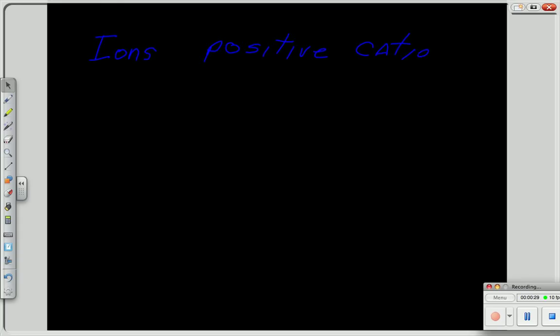And I remember it because positive is a plus sign, and cation has a T in it that, especially the way I just wrote it there, looks like a plus sign. Then there are negative ions, and negative ions are called anions.